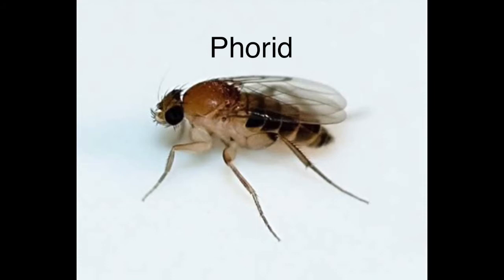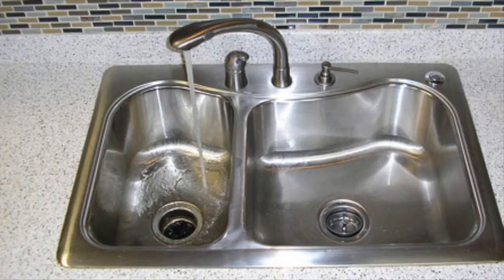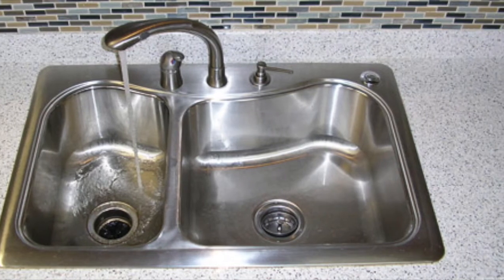Now we're going to look at what's called the phorid fly. It's also known as humpback flies. These guys feed on decaying organic material in drains, garbage cans, or disposals, or under appliances.